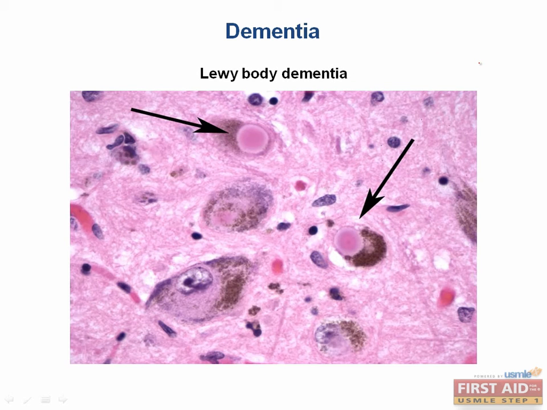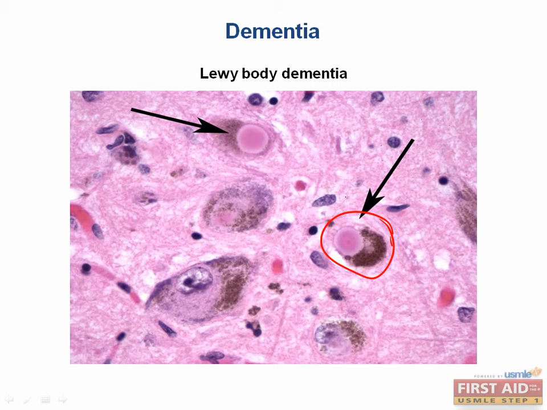Lewy body dementia is different from AD and Pick disease because it has an element of Parkinsonism. Now, these patients frequently have fluctuating dementia and visual hallucinations as well. The disease is defined by diffuse involvement of cortical neurons with Lewy body inclusions, and those are indicated here. You can also see an absence of neurofibrillary tangles and amyloid plaques, which you would see in AD, so this will help you to differentiate the two.